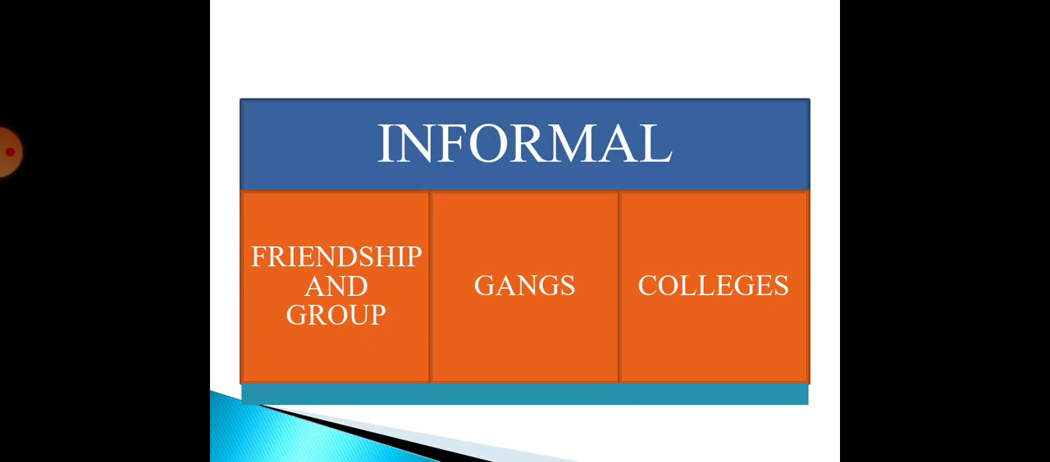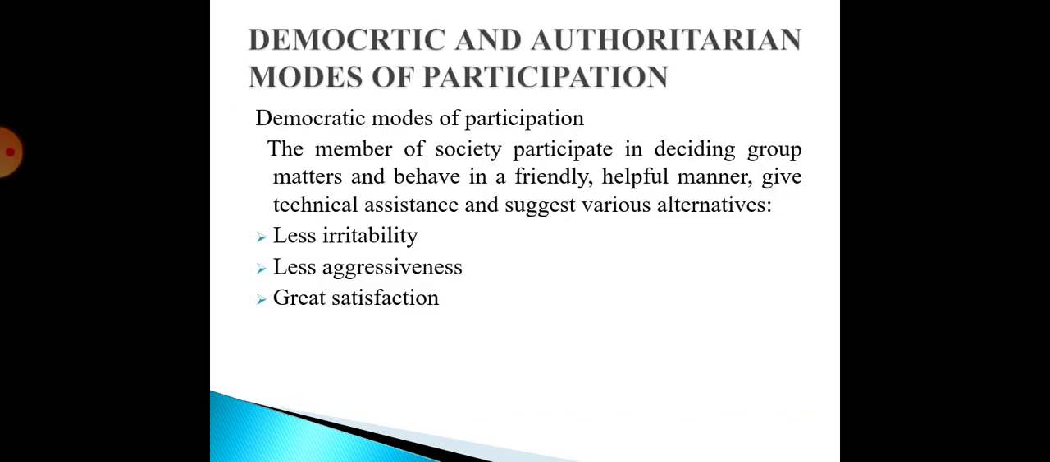Other examples of informal organization are banks, colleges, business places, and hospitals, where we are with our colleagues and maintaining the informal organization. So this is about formal and informal organization. Next, we will discuss democratic and authoritarian modes of participation.